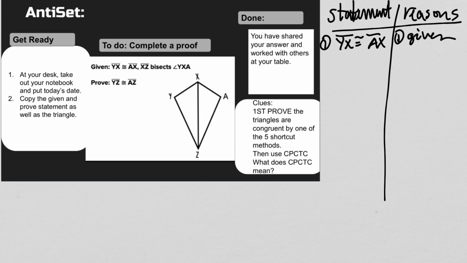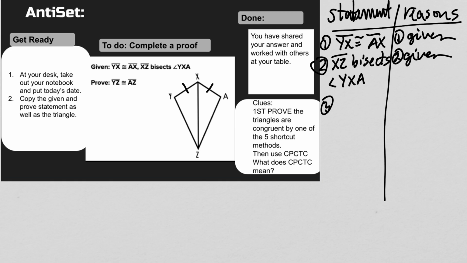Okay, so the first given statement says that YX is congruent to AX. So remember what I said, for every single given information, you need to mark it and get a result. And the result for this one is that we have two equal sides. Okay, for the next given, we have line XZ bisects angle YXA. So now you need to locate, where is YXA? Well, it is up in here.